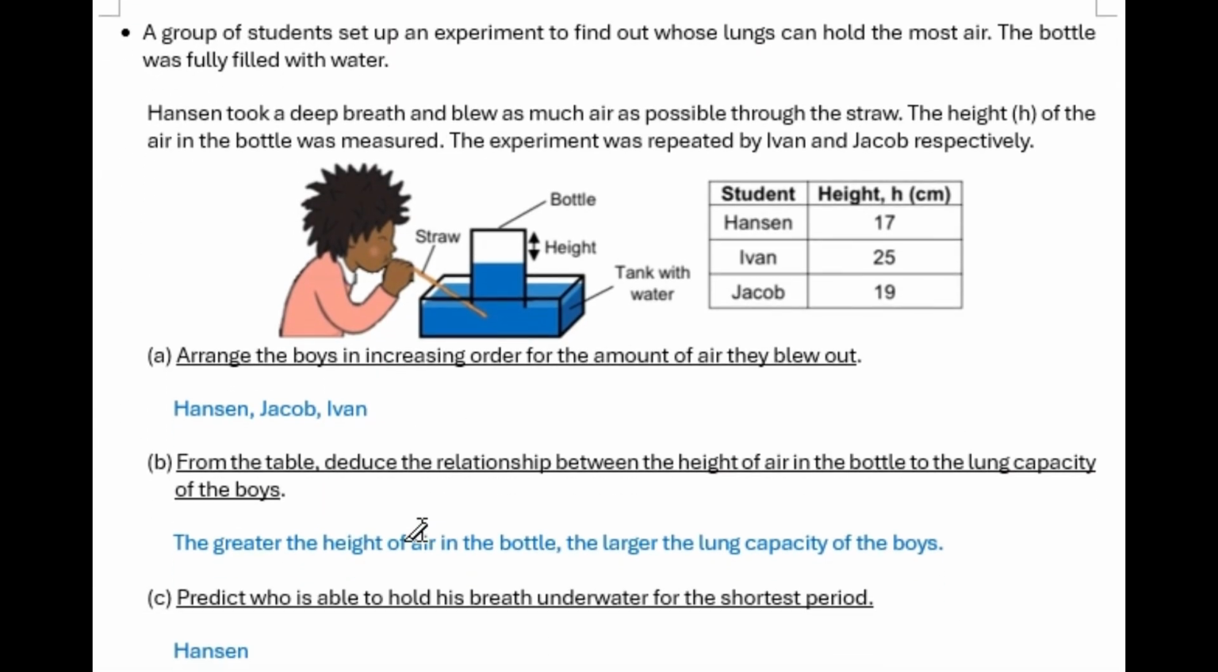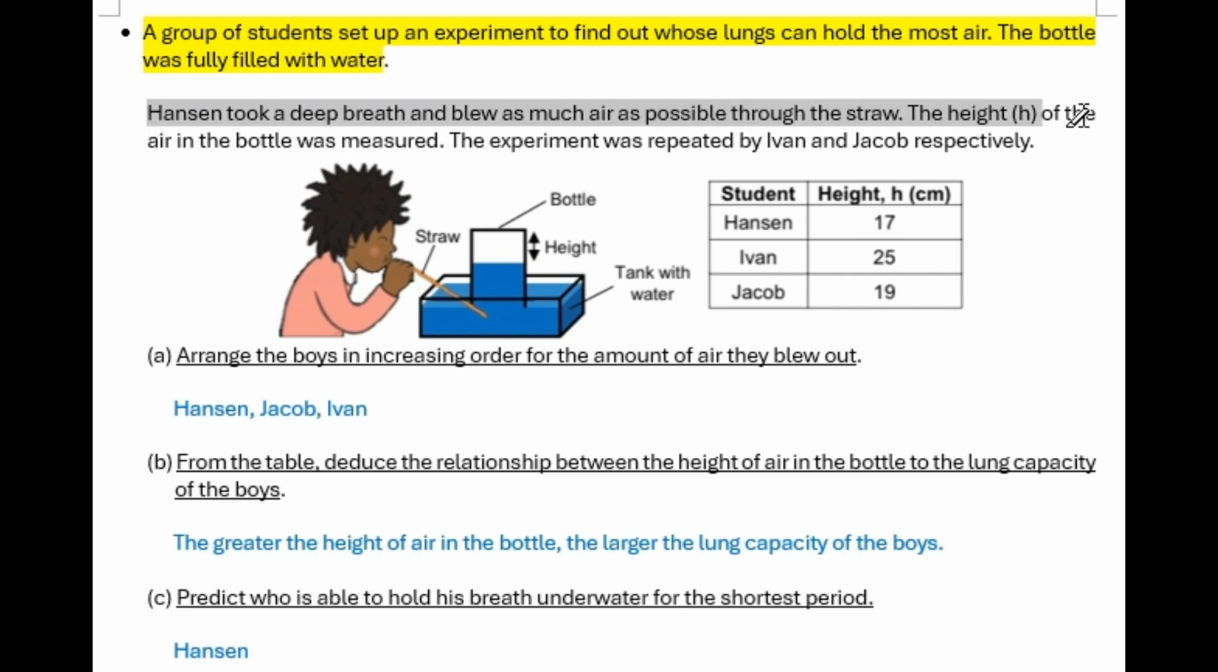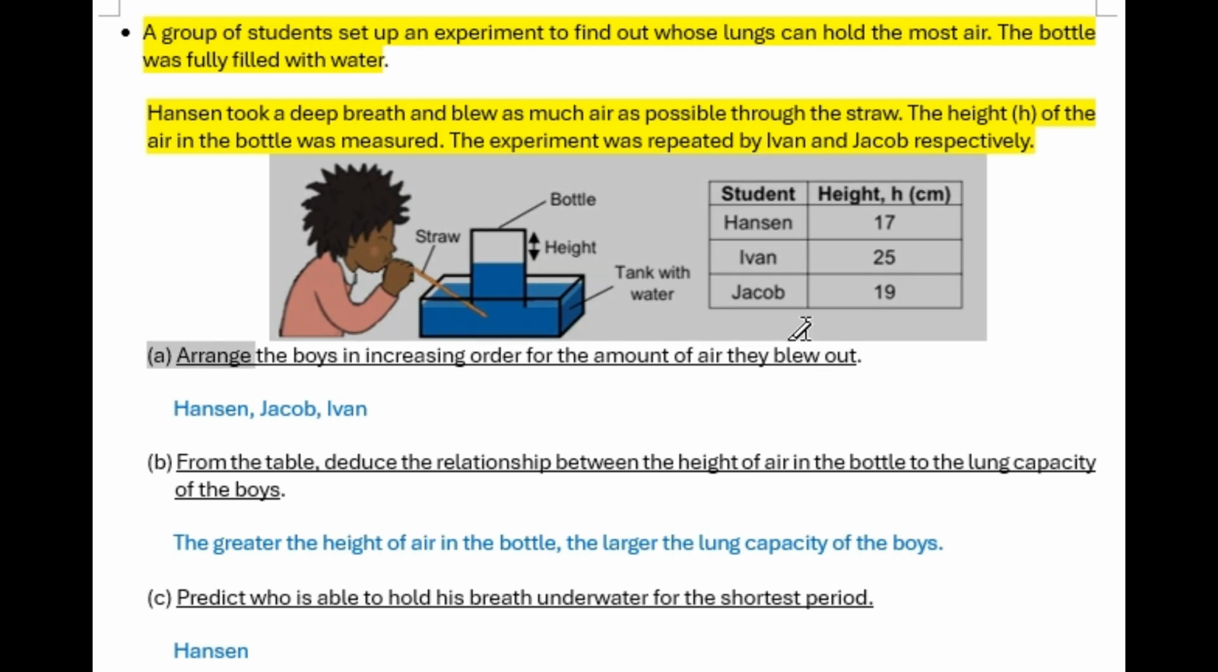A group of students set up an experiment to find out whose lungs can hold the most air. The bottle was fully filled with water. Hansen took a deep breath and blew as much air as possible through the straw. The height, h, of the air in the bottle was measured. The experiment was repeated by Ivan and Jacob respectively.